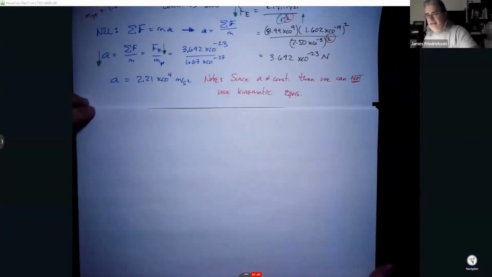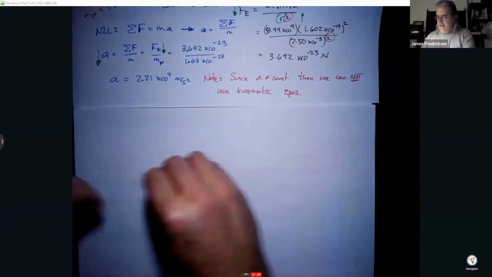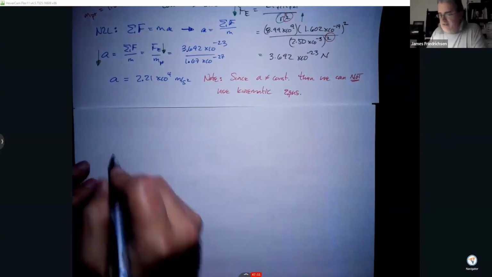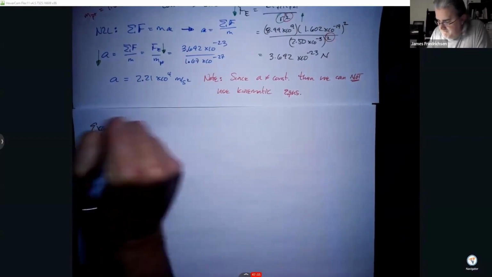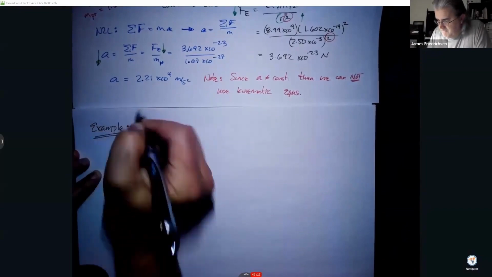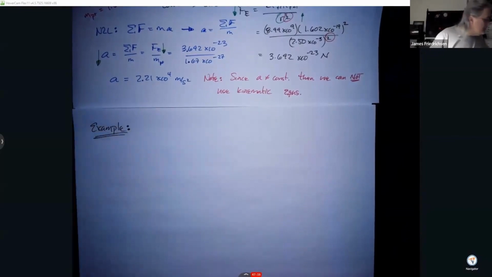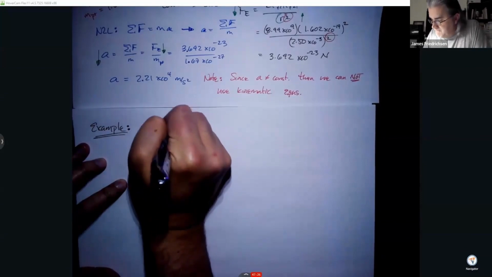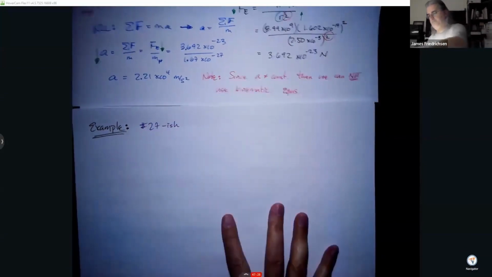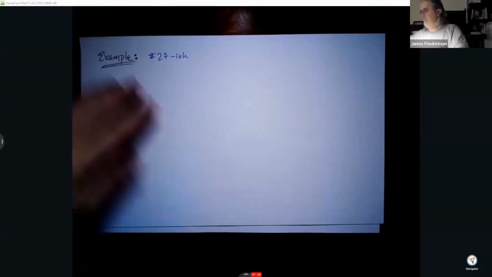Let's go in and take a look at another one of these linear types of examples. Let's take a look at one like number 27. So 27 reads, it says, consider the charges in the figure.